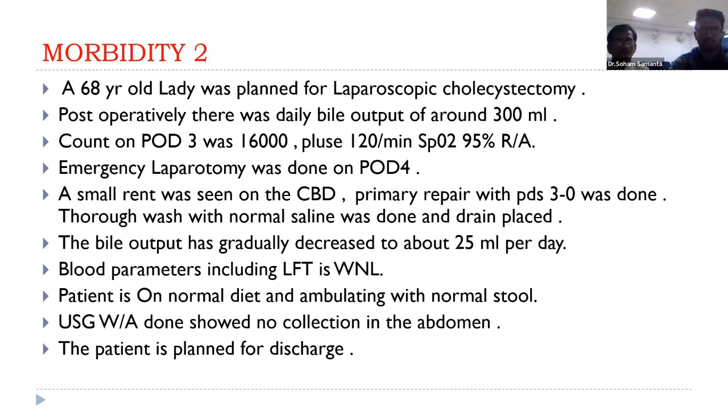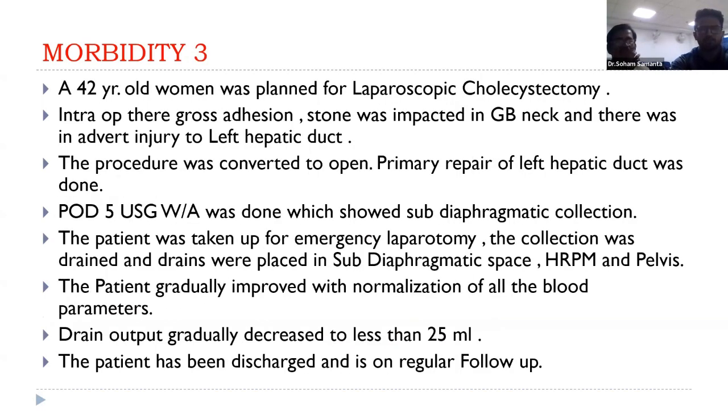Primary repair with PDS 3-0 was done. Thorough wash with normal saline was done and drains were placed. The bile output has gradually decreased to about 25 ml per day. Blood parameters, including the LFT, are within normal limits. Patient is on normal diet and ambulating with normal stool passage. USG whole abdomen showed no collection in the abdomen. The patient is planned for discharge. Morbidity 3. A 42-year-old woman was planned for laparoscopic cholecystectomy.